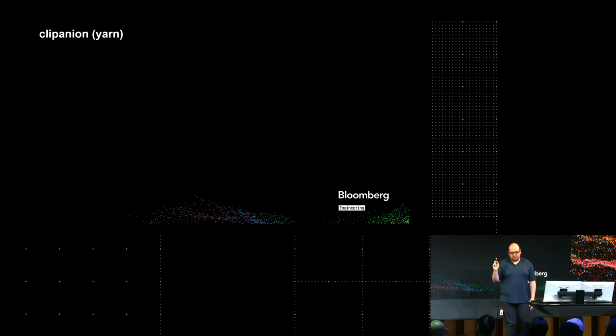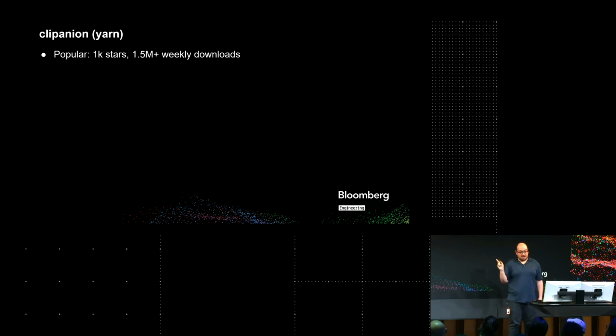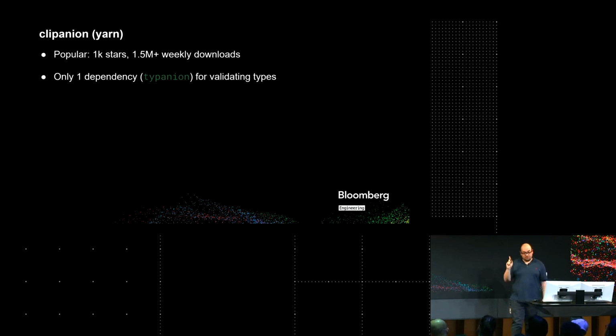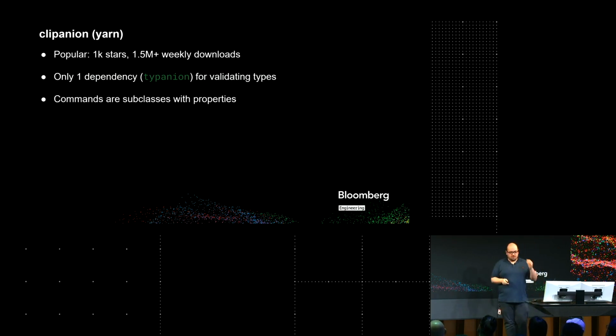The other one that we looked at was Clipanion. I'm hoping I'm pronouncing that right, which is what powers Yarn. It's pretty popular. It has a lot of weekly downloads. It has only one dependency, which is fantastic, which is Typanion. If you're familiar with Zod, it's effectively the same kind of library. It's used for validating types.